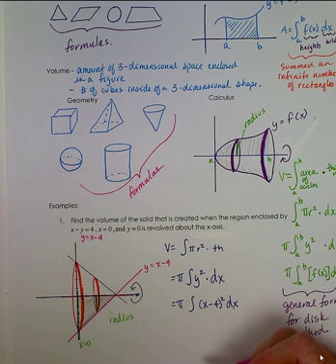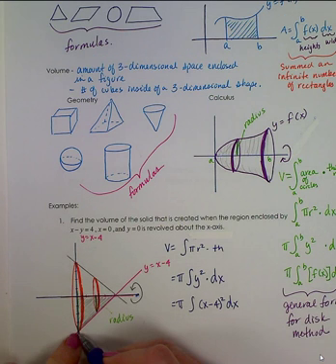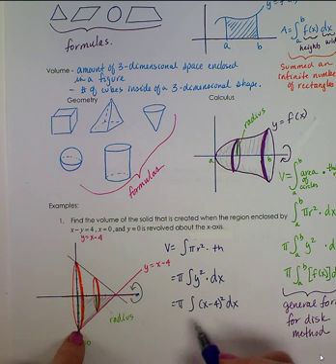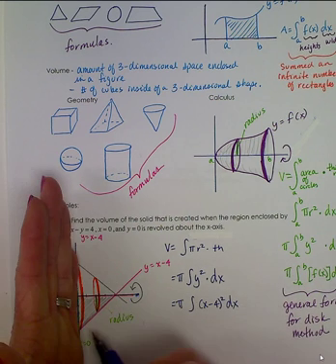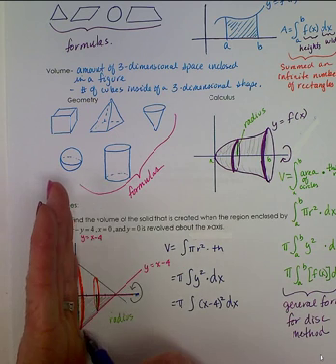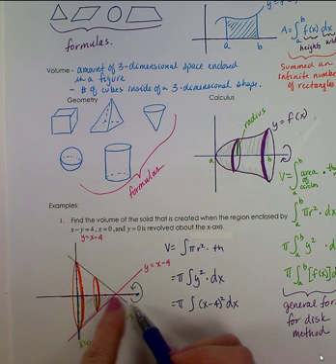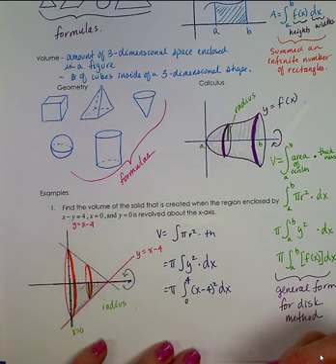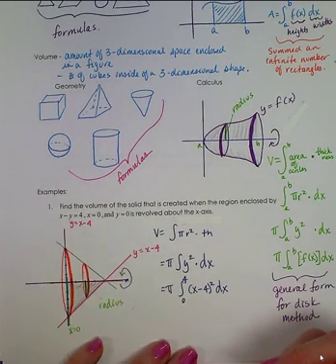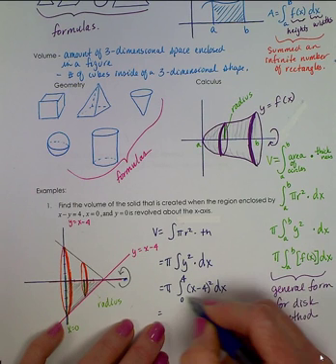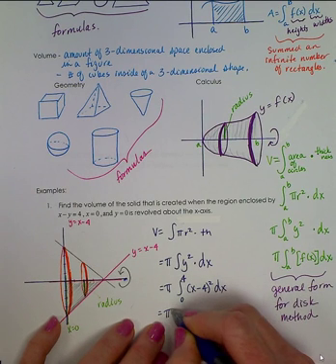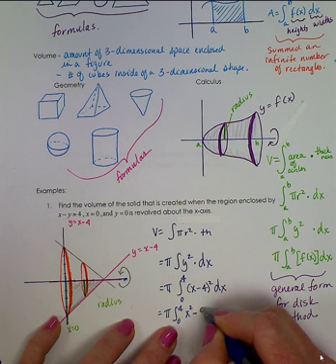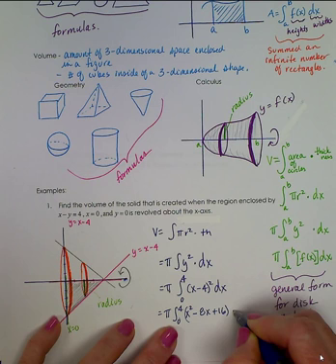Bounds are going to be where you started slicing it up into circles until where you stopped slicing it up, where x is, so I want x bounds. We start at x is 0, we stop at x is 4. Okay, your best bet here is to square that out: x squared minus 8x plus 16 dx.